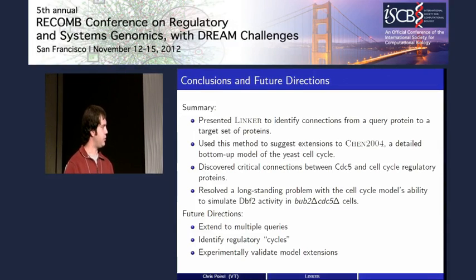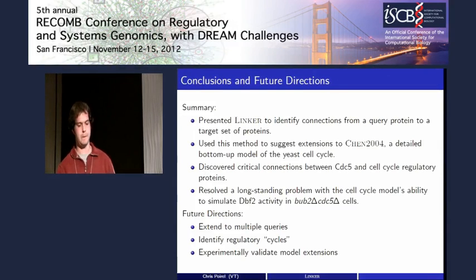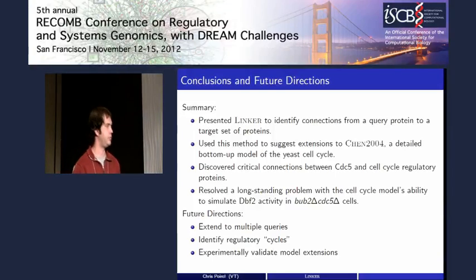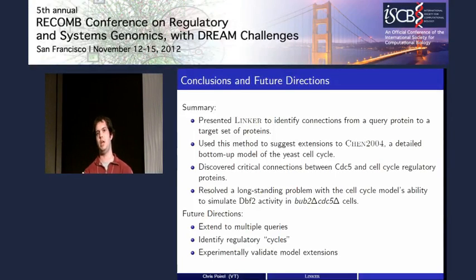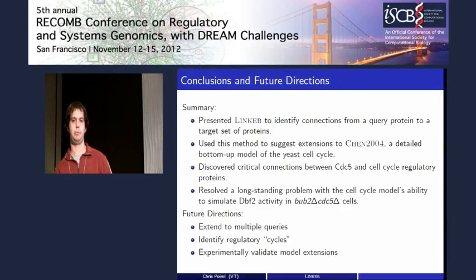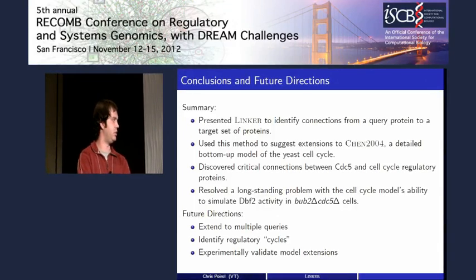So I'd like to talk briefly about some future directions for this work. We'd like to extend this to multiple queries. It's not often that the modelers have a single protein that they want to incorporate in the model. Often there's a handful of proteins they might want to consider. So this is actually low-hanging fruit. The computational formulation can be easily extended to do this just by making that source set more than one protein.